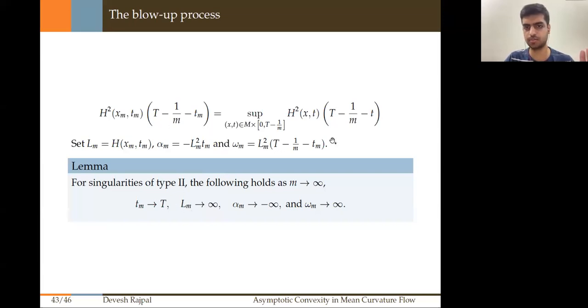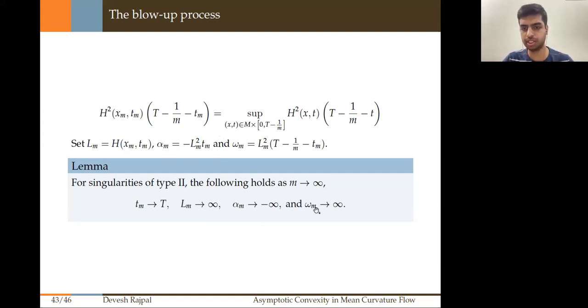This is less than a constant. This is less than capital T. So Lm will still blow up. Alpha m is the time. Alpha m will also blow up. It's minus Lm square Tm. Tm is bounded, so alpha m blows up to negative infinity.